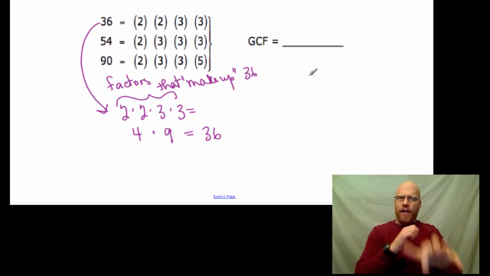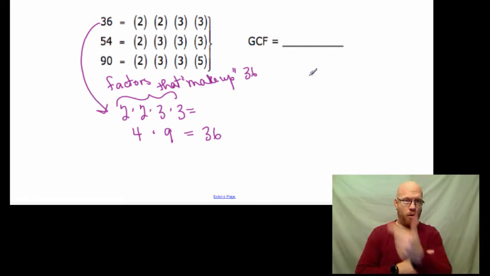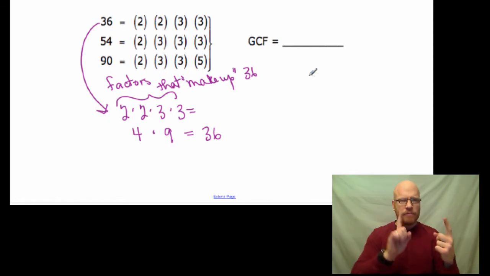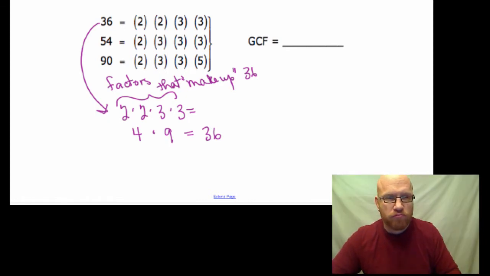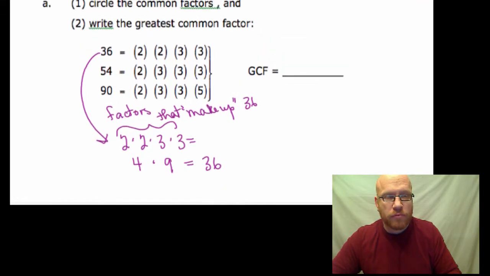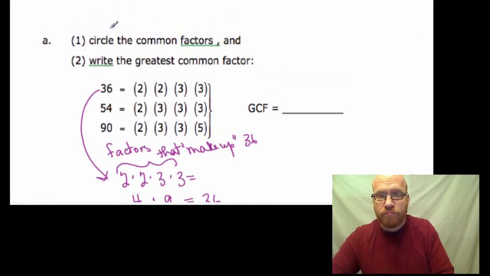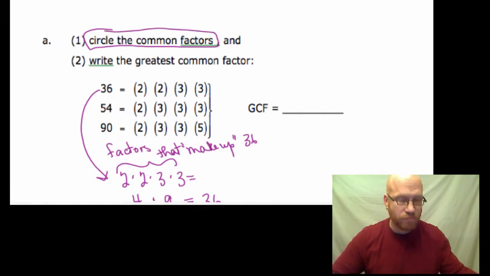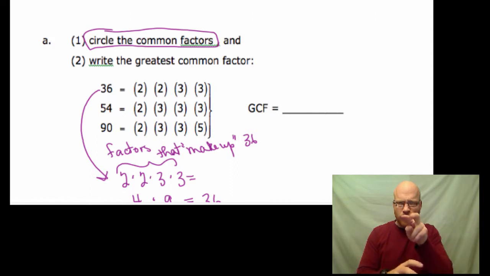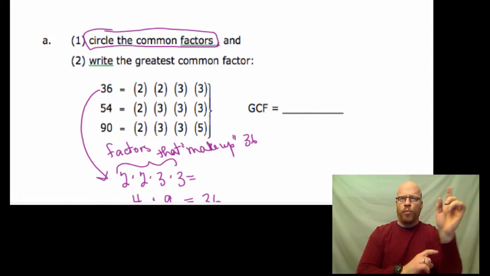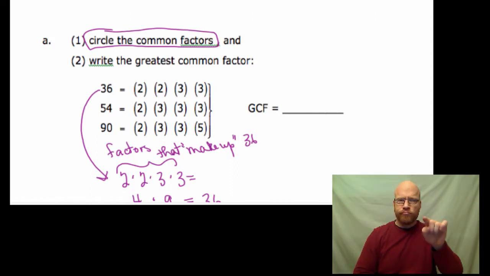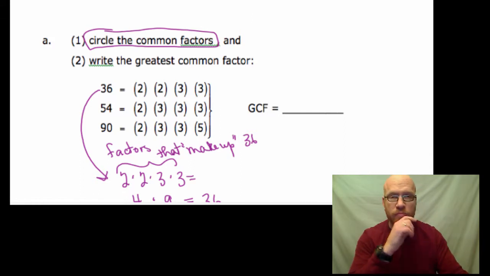Now we're talking about how to find one number that will divide all these numbers, 36, 54, and 90, and not only one number, but the biggest number. What we're going to do is circle the common factors. What that means is we look for factors that all three numbers share. We'll circle them, watch.